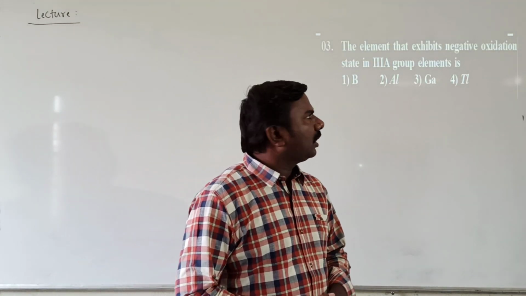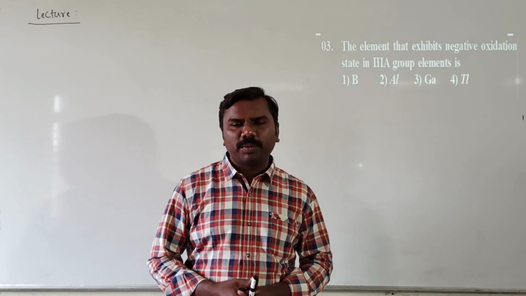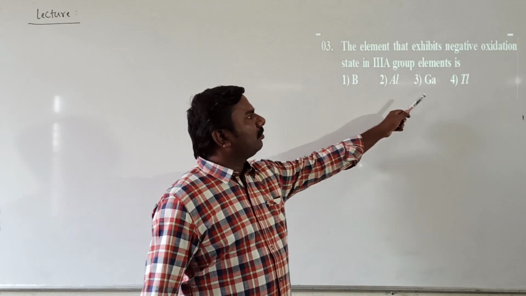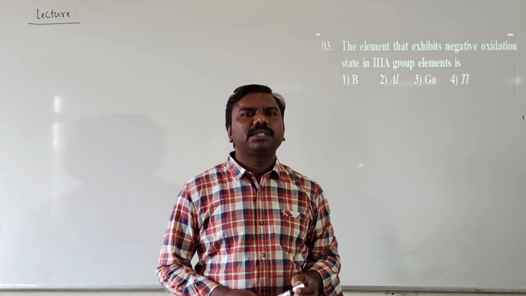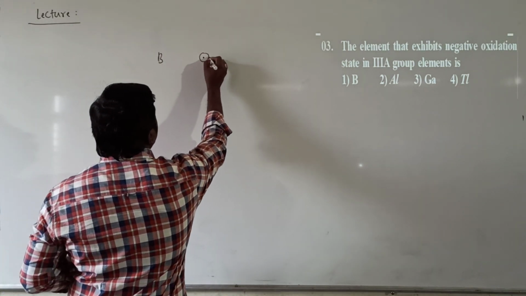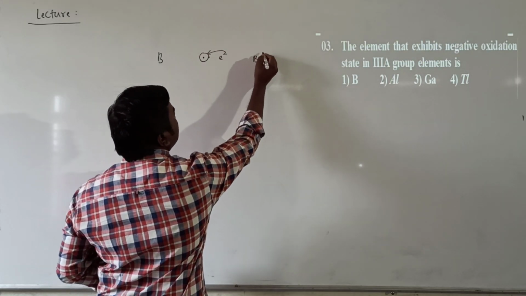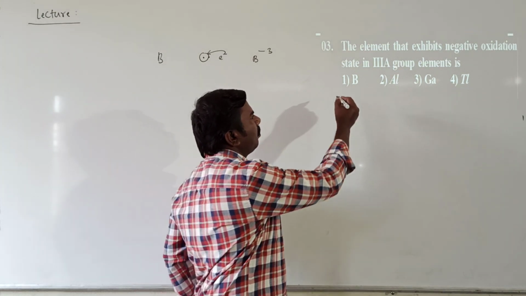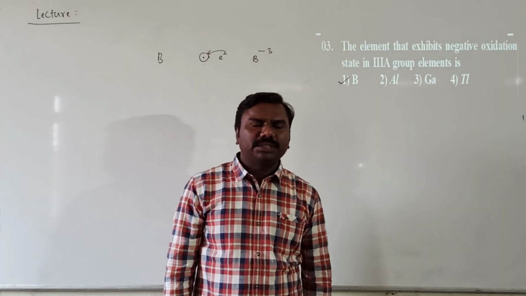Yes, the first bit is the element that exhibits negative oxidation state in third A group element. Third A is nothing but 13th group element: boron, aluminium, gallium, indium, thallium. Boron is a small element. Because of a smaller radius, it can gain electron easily, then exhibits -3 oxidation state due to its smaller size. That's why boron only exhibits minus or negative oxidation state.